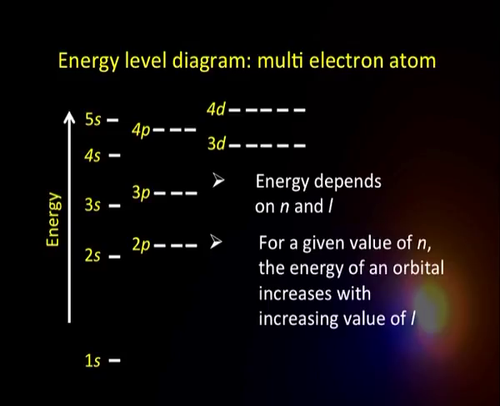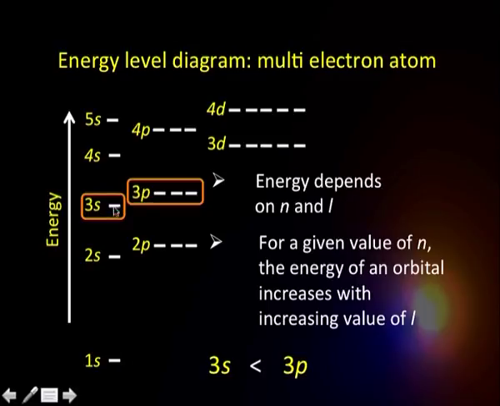Now, if you go further, for a given value of n, that is for a given principal quantum number, the energy of an orbital increases with increasing value of l. Let us take the example of the 3s orbital, where n is equal to 3 and l is equal to 0. This has energy lesser than that of 3p, which has n equal to 3, l equal to 1, which is further less than that of 3d. That means, within a given principal quantum number, the energy depends on the azimuthal quantum number. That is with respect to our multi-electron atoms.